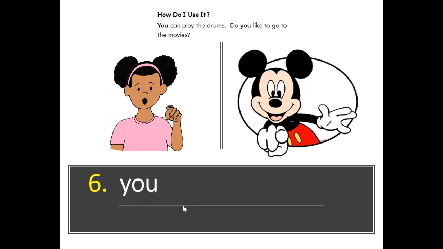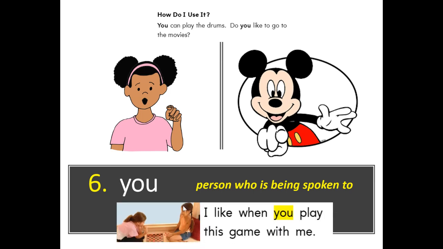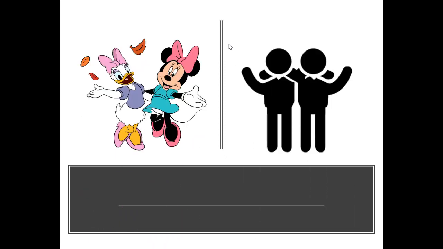So the word is you, Y-O-U, you. Person who is being spoken to. I am speaking to you. I like when you play this game with me. How do I use it up at the top? You can play the drums. Do you like to go to the movies? Next pair of pictures. What do you notice or see? So finish your thinking. I notice or I see.